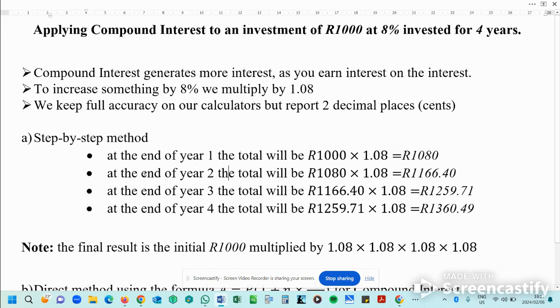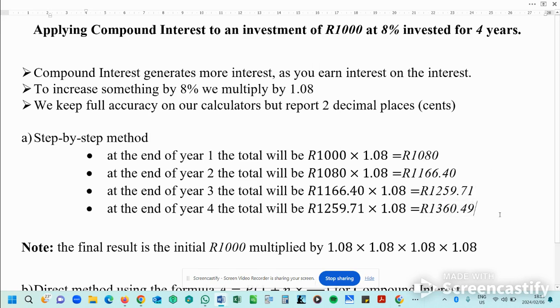Now, here's the thing. During the second year, we're applying the interest to the 1,080, not to the original 1,000. We're actually calculating interest on a larger amount. So it's that larger amount that's been multiplied by 1.08, and we get 1,166.40. That goes into the next year. And again, that's multiplied by 1.08 to give us 1,259.71. That goes into the fourth year, multiplied by 1.08 to give us our number of rands, 1,360.49.